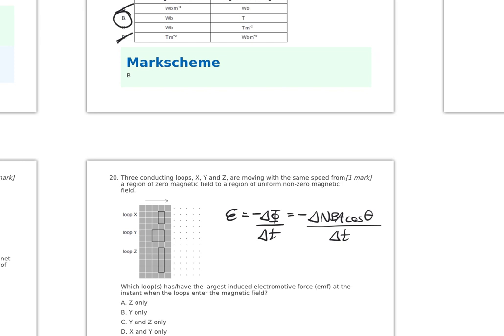So EMF is negative change in flux per unit time, and the flux is NBA cosine theta. They all have the same N, since it's all one loop. It's all the same magnetic field strength, the same angle orientation, and moving at the same speed, so it's all the same time. But the difference between x, y, and z is the area. The difference is in A.